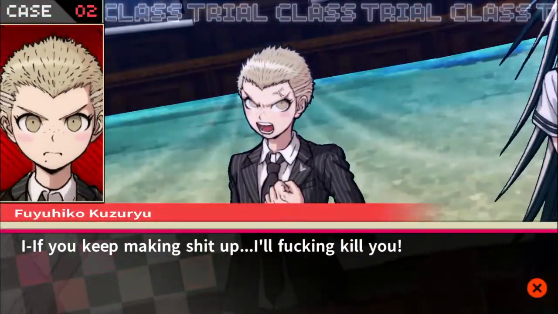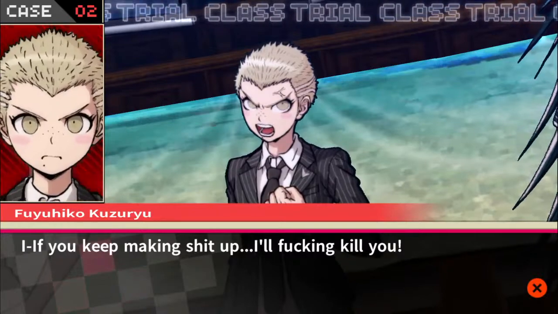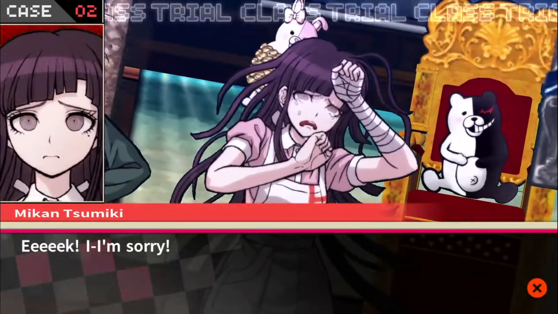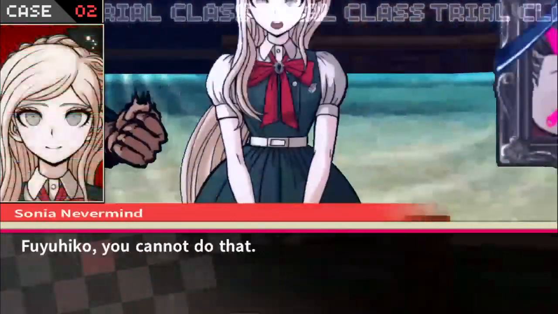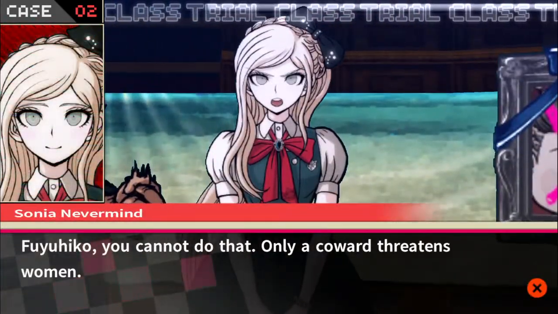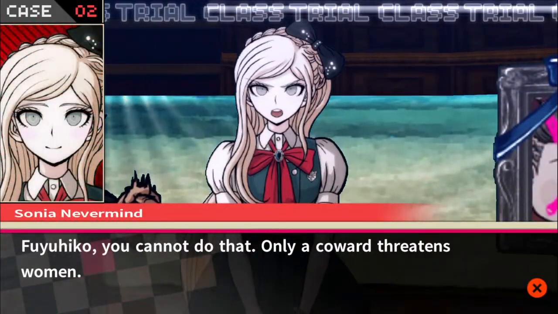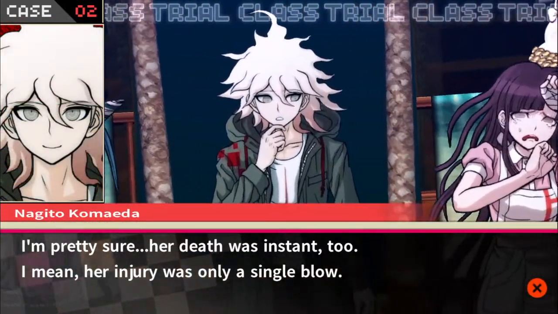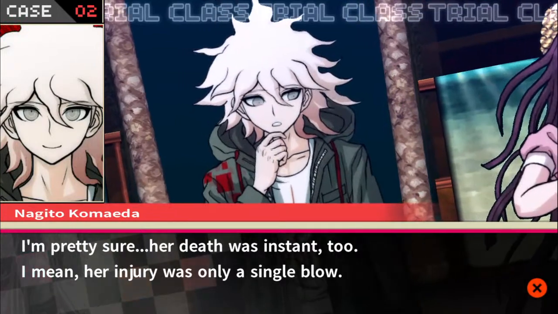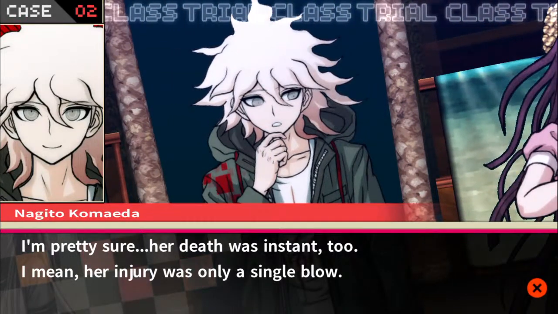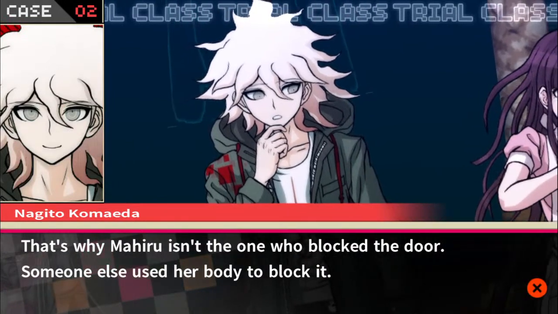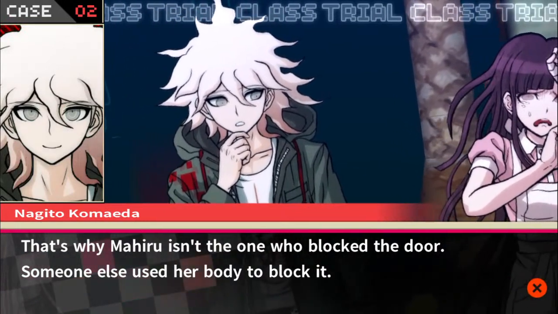If you keep making shit up, I'll fucking kill you! I'm sorry! Fuyuhiko, you cannot do that. Only a coward threatens women. I'm pretty sure her death was instant, too. I mean, her injury was only a single blow. That's why Mahiru isn't the one who blocked the door. Someone else used her body to block it.